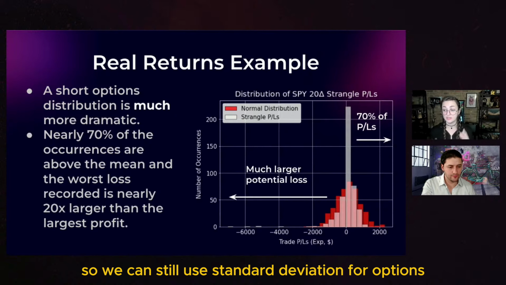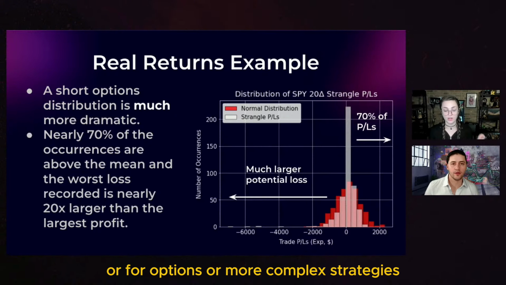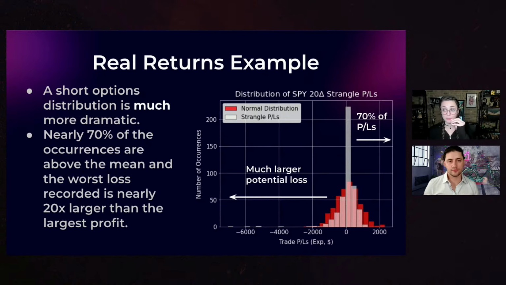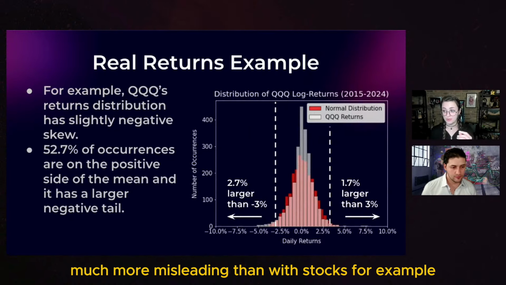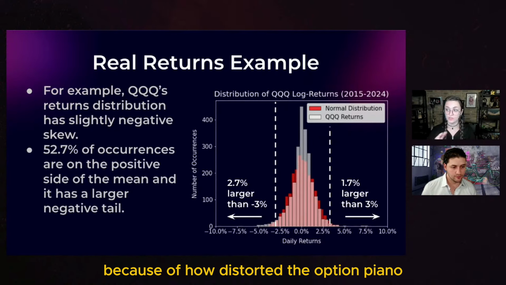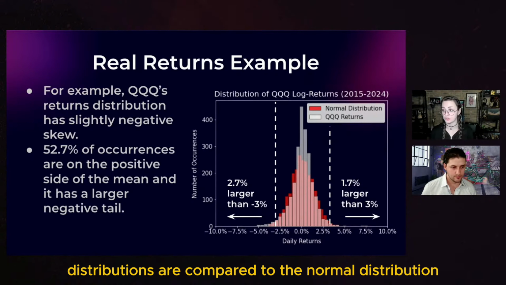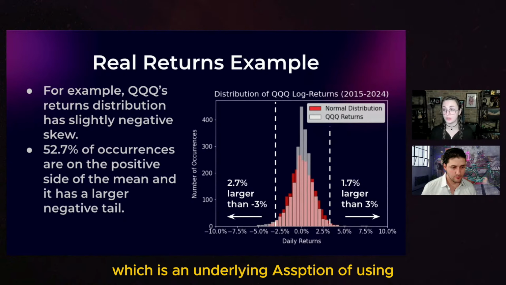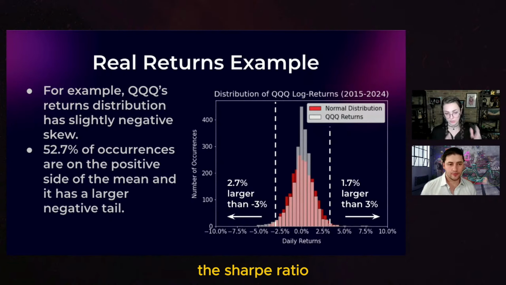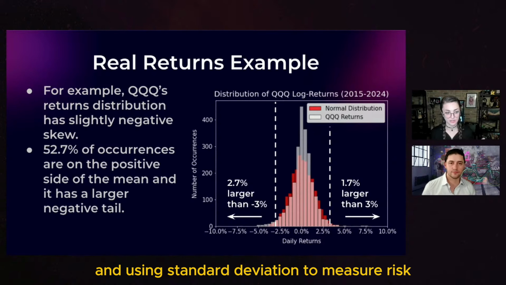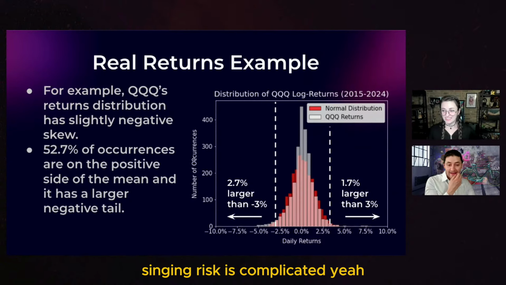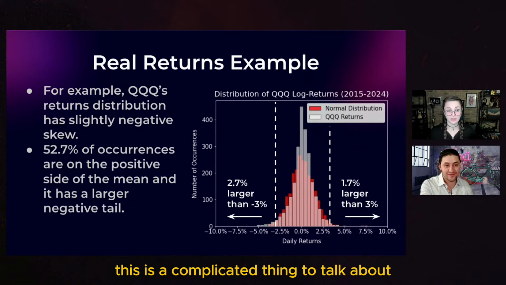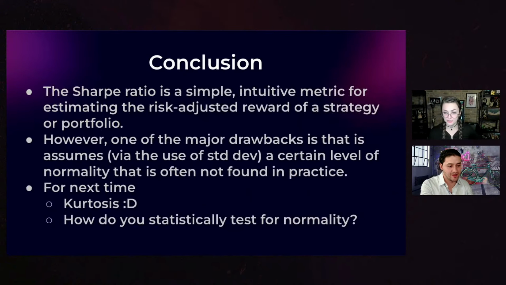deviation. So we can still use standard deviation for options P&Ls, or for more complex strategies, but it's much, much more misleading than with stocks, because of how distorted the option P&L distributions are compared to the normal distribution, which is an underlying assumption of using the Sharpe ratio and using standard deviation to measure risk. Does that make sense? Yeah. You see, risk is complicated. Risk is a complicated thing to talk about, but hopefully you guys found that interesting.